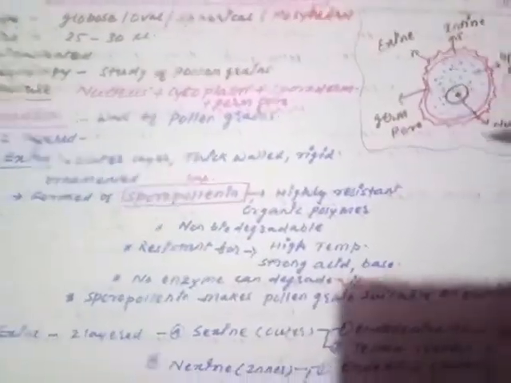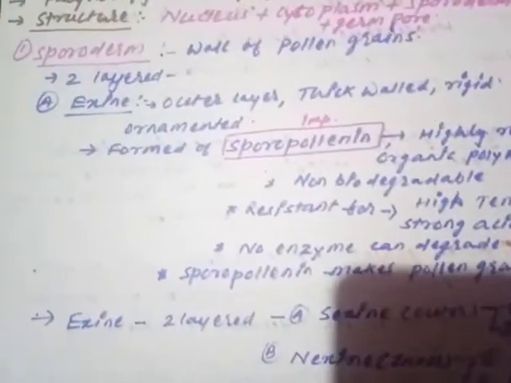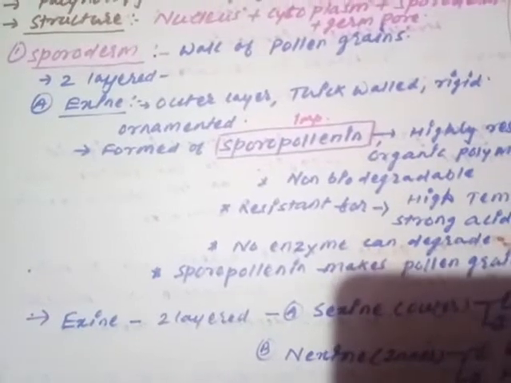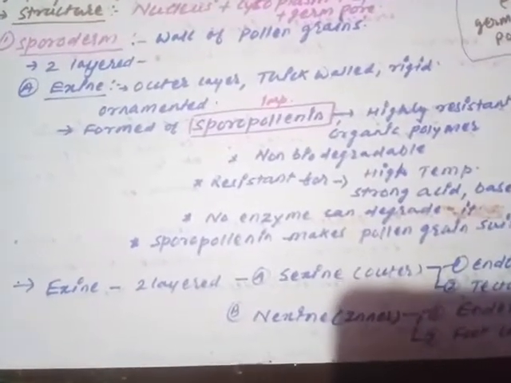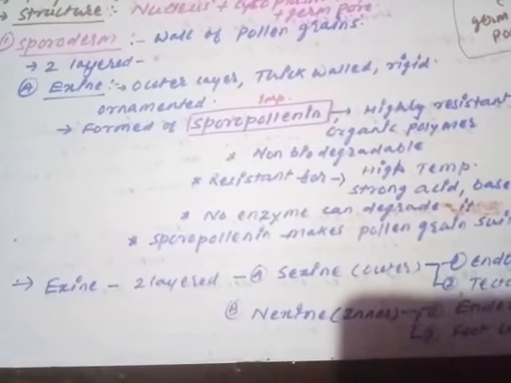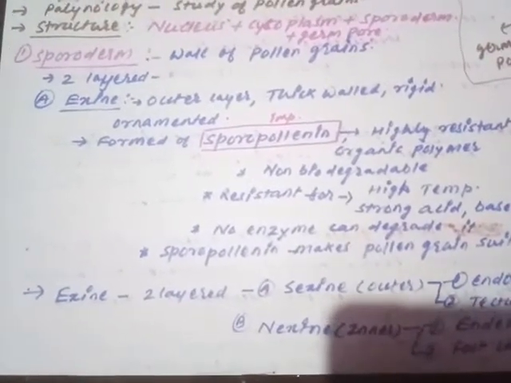Next one is the sporoderm. We are going to take the sporoderm in very detail. The sporoderm is sporo, microspores, derm. If we understand the etymology of that, so sporoderm means what? The walls of the pollen grain. Sporoderm means wall of pollen grains. So whatever the external covering, whatever the envelope present around the pollen grain, is called sporoderm. So is it clear to you all? The pollen grain is covered externally by a thick layer, an envelope. That envelope is called the sporoderm.